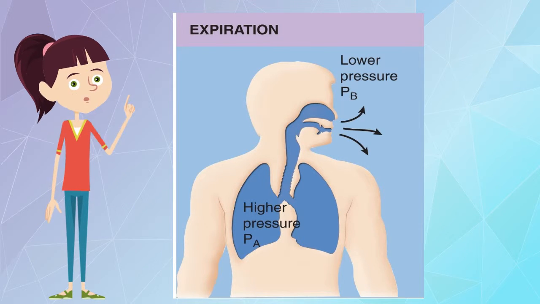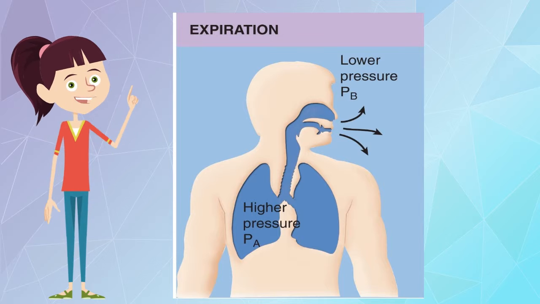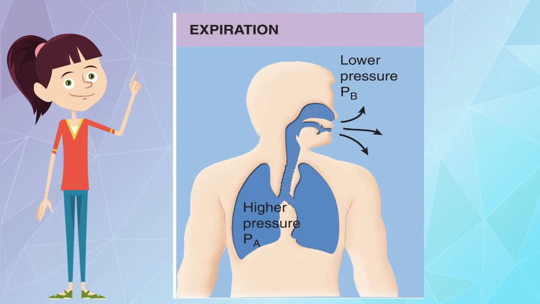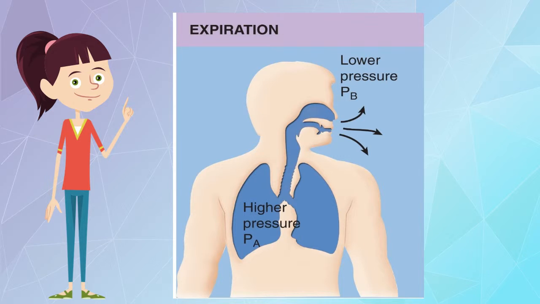The diaphragm relaxes and moves back up. The lungs contract, and the air pressure in the alveoli is now more than the pressure externally, which causes the air to be forced out of the lungs.